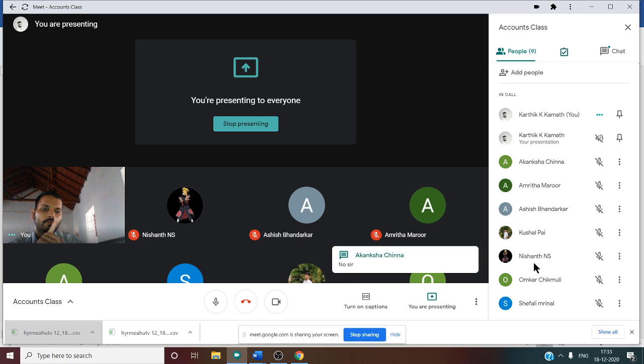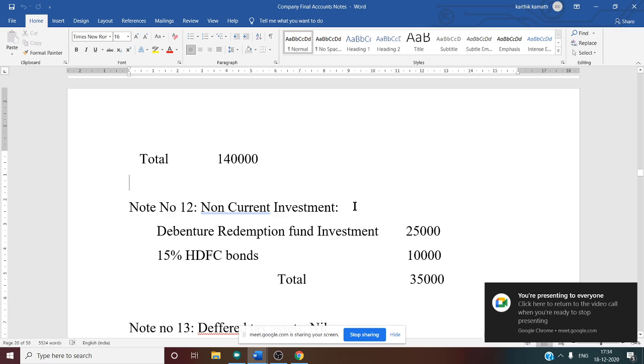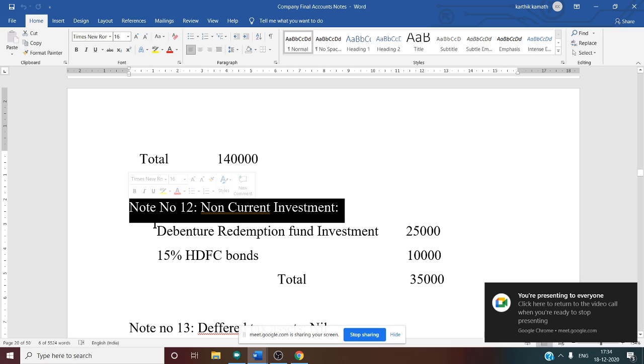See, I have already told you that you have to see the format to remember which head and what is the working note number. Then only it will be relatively easy to solve this type of problem. So now working note number 11 we have discussed. Now working note number 12, that is the non-current investment. Non-current investment means investment usually for more than 1 year.